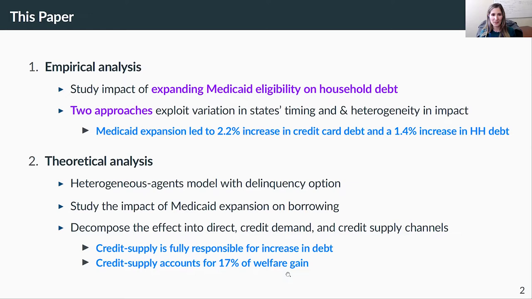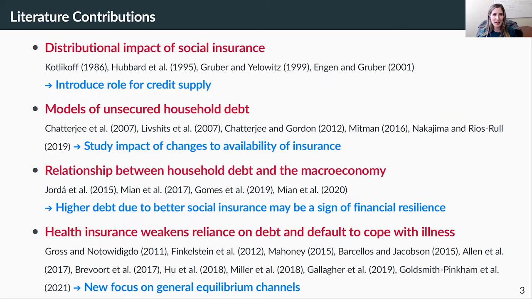So just to situate the paper in the literature a bit, we make contributions to several different areas. First, there's an earlier public finance literature that studies the distributional impact of social insurance. And our main innovation relative to this literature is to consider the role of credit supply, which we end up finding is a very important ingredient for understanding households' borrowing outcomes, and in particular, how social insurance affects overall household borrowing.